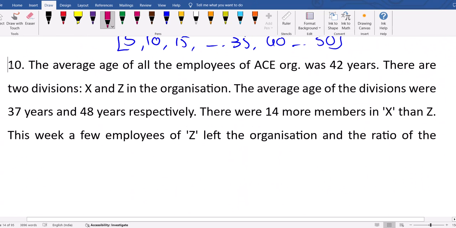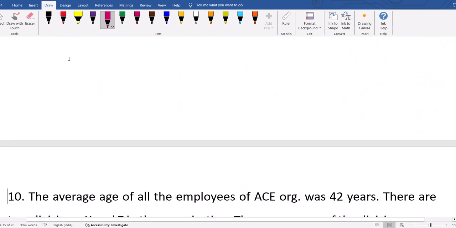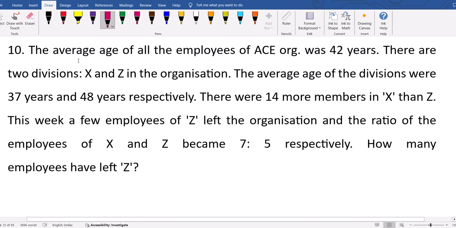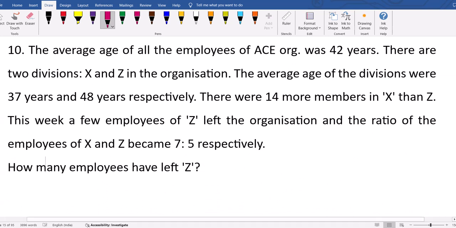Next question. The average age of all the employees of ACE organization was 42 years. See, we have ratios also in this question, 7:5 ratio and all they gave. There are two divisions X and Z in the organization. The averages of the divisions are 37 and 48. In X division, 37 years is the average. In Z division, 48 years is the average. There are 14 more members in X than Z.